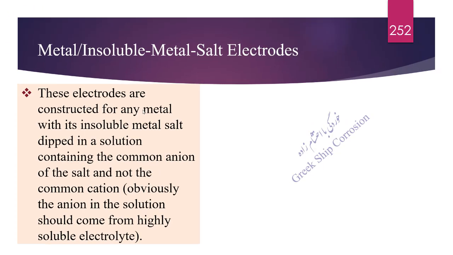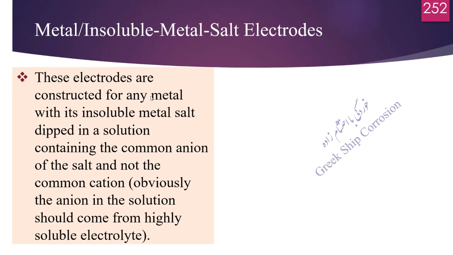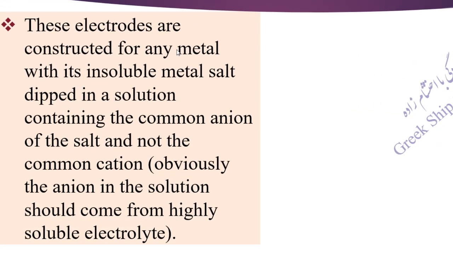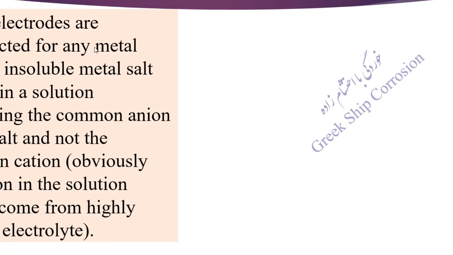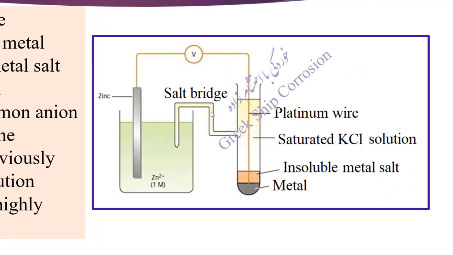Insoluble metal salt electrodes are constructed for any metal with its insoluble metal salt dipped in a solution containing the common anion of the salt and not the common cation. Obviously, the anion in the solution should come from a highly soluble electrolyte. Here is a salt bridge that connects the reference electrode to the intended electrode. Here is the construction of an insoluble metal salt electrode: platinum wire, saturated potassium chloride solution, insoluble metal salt, and the metal.